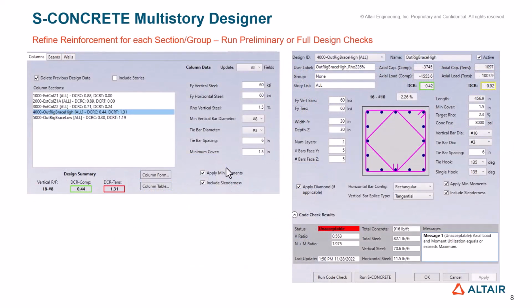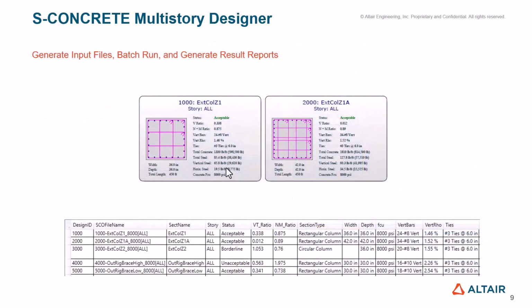So we specify our reinforcements, get those results from the preliminary design checks, refine that design check, and we can even perform more detailed full S Concrete code checks as well if we want to. We can then generate all of the S Concrete input files, which is normally a very tedious workflow if we have to do it for a large number of sections that don't come from an S-frame analysis. However, this will actually facilitate that workflow for you, and then we can run it in the batch mode and generate result reports as well. You can see a few examples on the screen here.